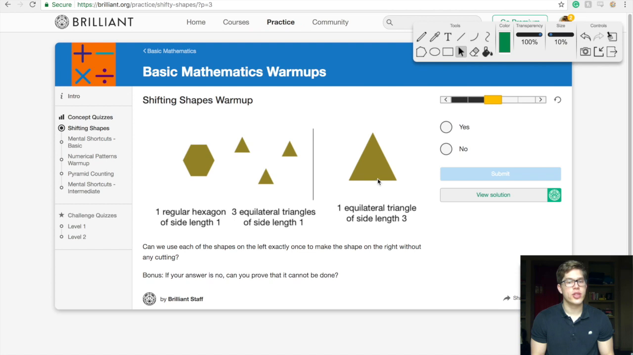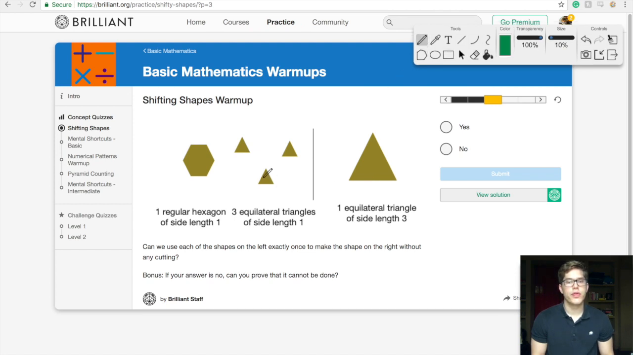How can we make an equilateral triangle? Well, I'm kind of imagining, what if we move this triangle here, one on top, and then one over on this side? What would we get? Well, we would get something that would look a little bit like this. And this looks pretty good.